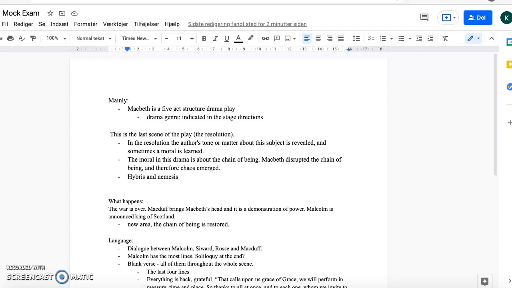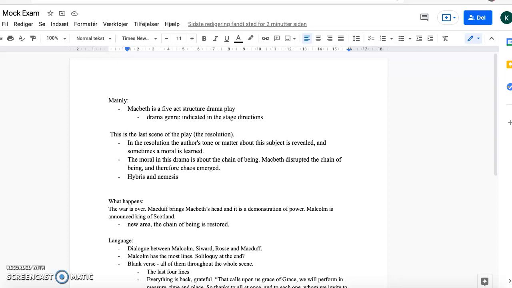And also in this scene or in this act of the play, we often learn a moral. And the moral in this drama is about the chain of being. Macbeth disrupts the chain of being, and therefore chaos emerges.